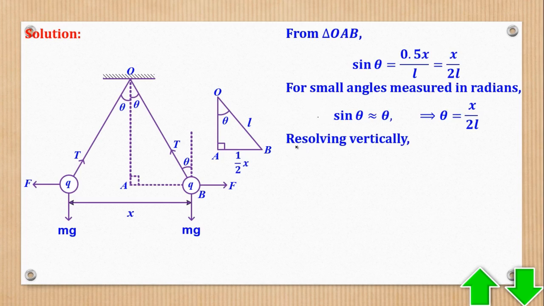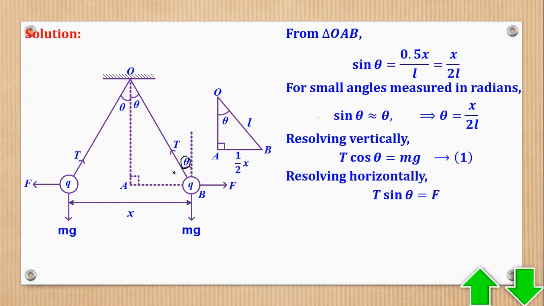Now let's go to resolving. Now when I resolve vertically, T cos theta, cos because the angle is lying on the vertical, is equal to mg, called equation 1. Resolve horizontally also. So resolving horizontally, T sine theta is equal to F. But I already know that F is equal to q squared over 4 pi epsilon x squared. I think you can know where this formula is coming from. So in this case, we are not using the k because the required expression has epsilon in it. That's why you're using 1 over 4 pi epsilon.